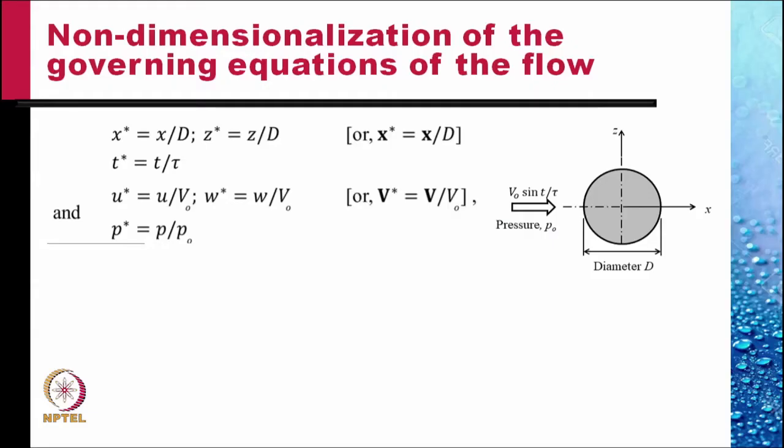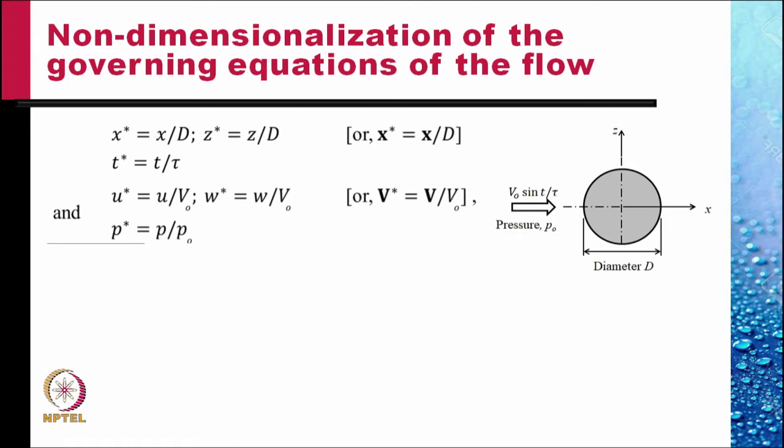When we non-dimensionalize the governing equations of a flow, for the spatial coordinates x and z, we non-dimensionalize with the characteristic length of the body. In the case of flow past a cylinder, we use the diameter of the cylinder as the characteristic length and define x star equal to x by D and z star equal to z by D. We use tau as a characteristic time and define t star as t divided by tau.